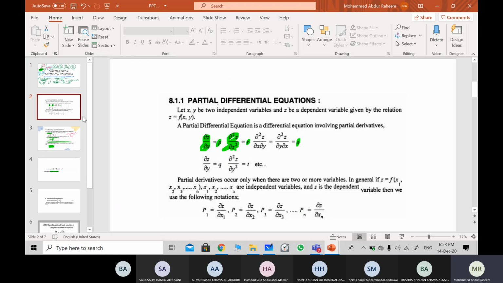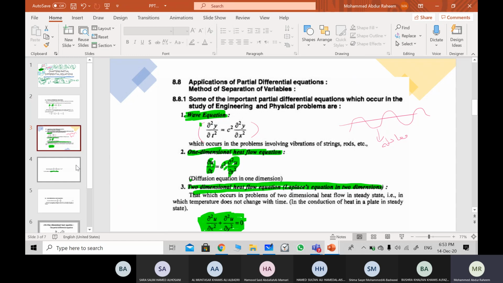partial derivatives. This is the partial differential equation definition. Here 3 standard equations are there. This may be coming for the 1 mark. The wave equation, they may give this. This is the one-dimensional heat equation, heat flow. Heat flow equation like this.